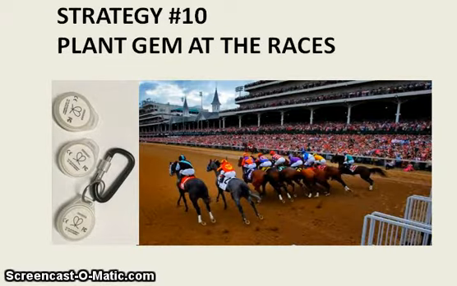And once again, strategy number 10, plant a gem at the races. A lot of people, as you can see in the background there's a whole stretch, probably 1,000 people or more in there. And how often do the races happen? Very frequently, and constantly the crowd is changing, so there's always new eyeballs seeing your notification.